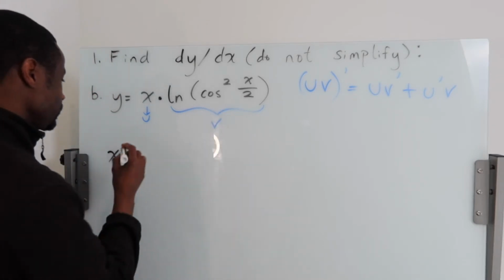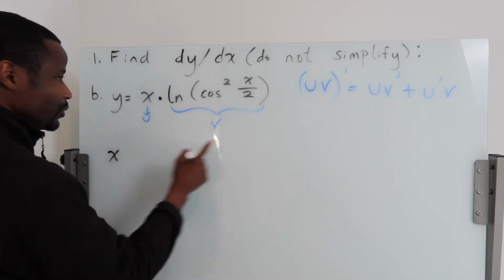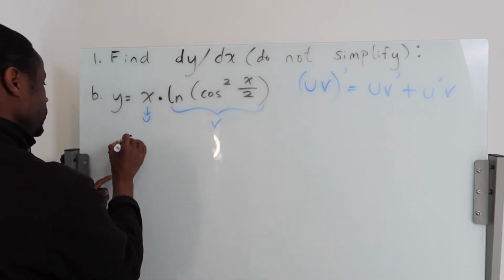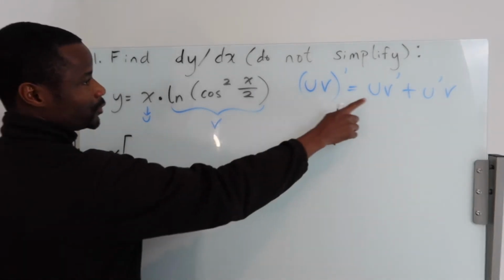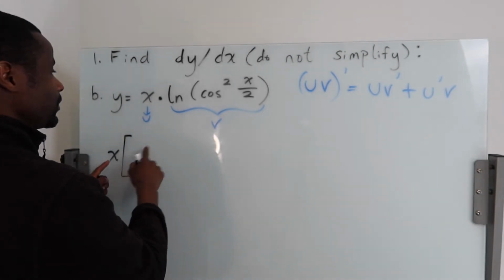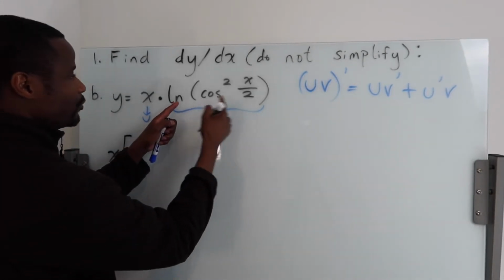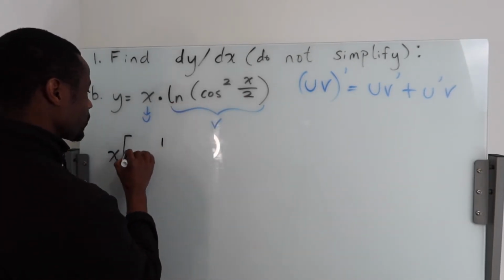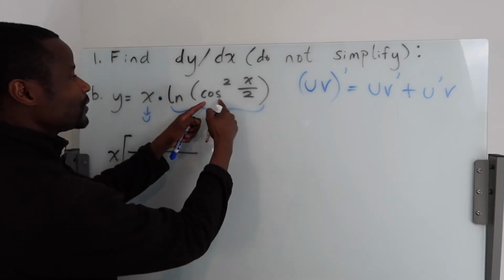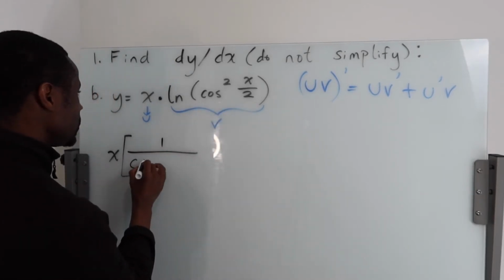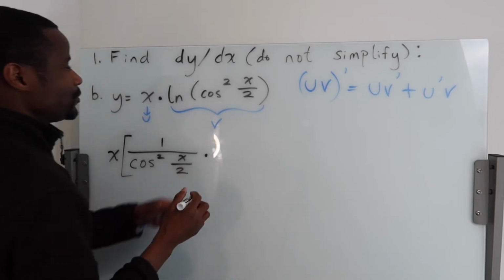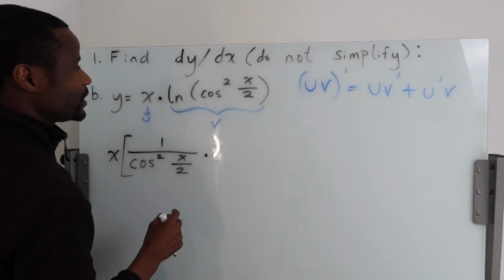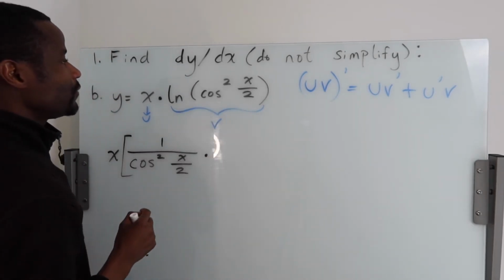So in this case, we have our u prime here. We have our u, rather. Let's go ahead and figure out what v prime is. So I was saying we have 1 over everything we're taking the natural log of, and now we take the derivative of the cosine squared x over 2.